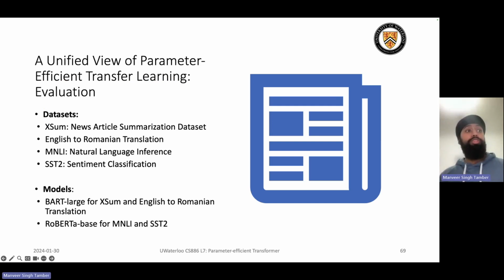And so in evaluation, these are the datasets they use. The XSum dataset, which is a news article summarization dataset, English to Romanian translation, MNLI, which is a natural language inference dataset, and SST2, which is a sentiment classification dataset. And they evaluate on these datasets using these models. The BART large model, which is an encoder-decoder generative model for the summarization and translation tasks, and RoBERTa base, which is just an encoder model for MNLI and SST2 tasks, which can be shown as just classification tasks.